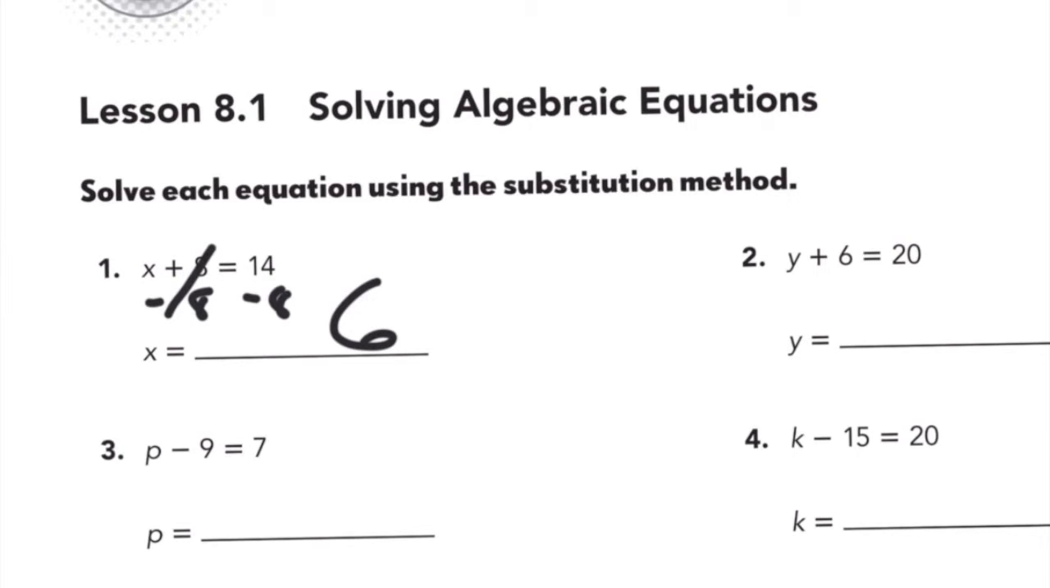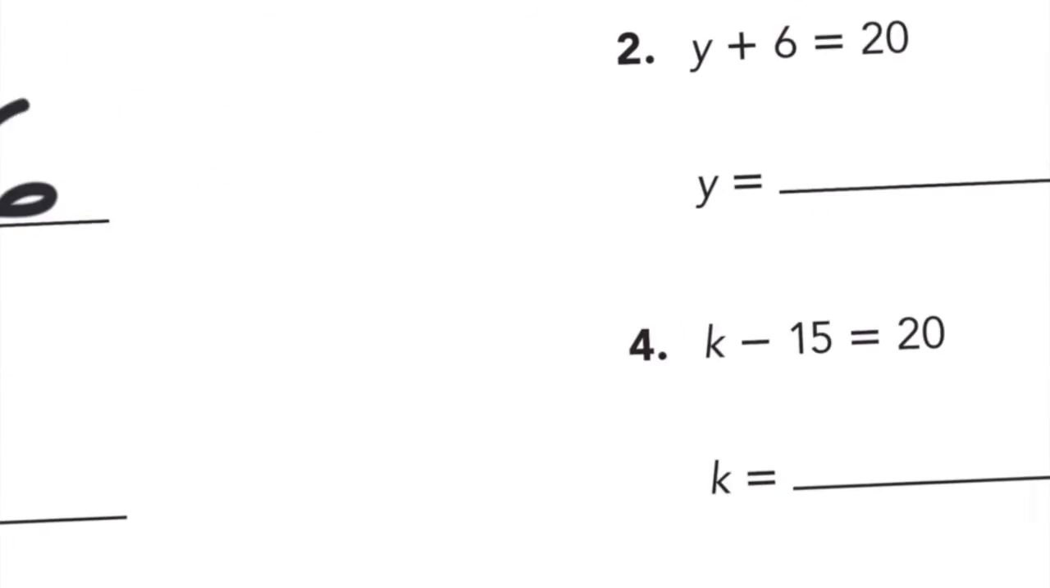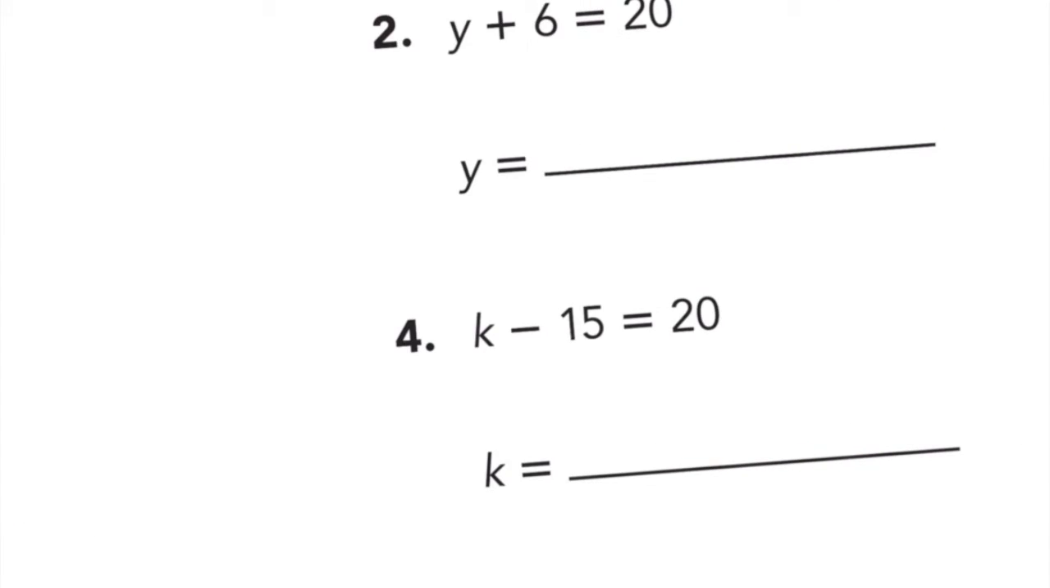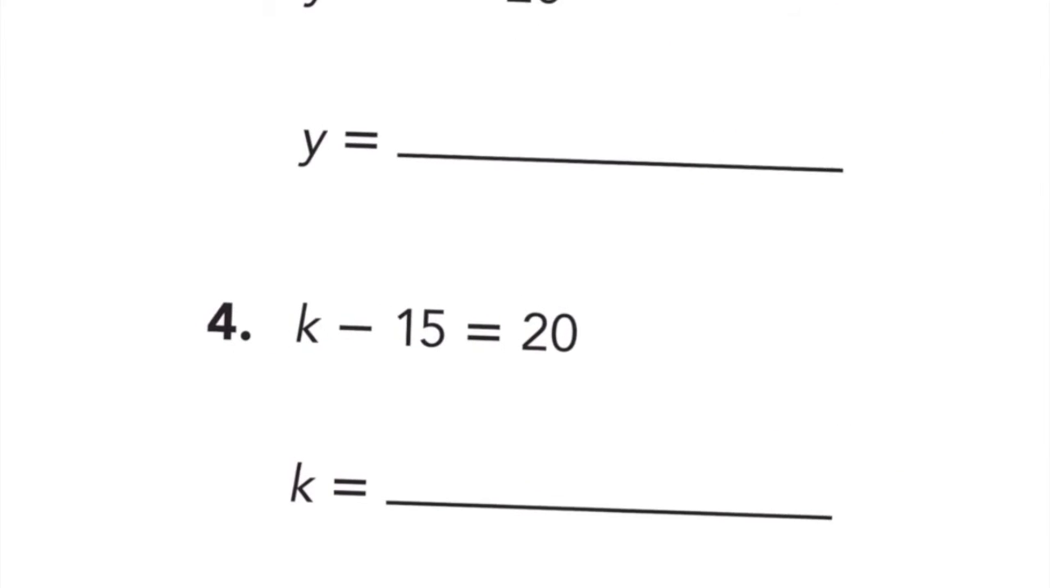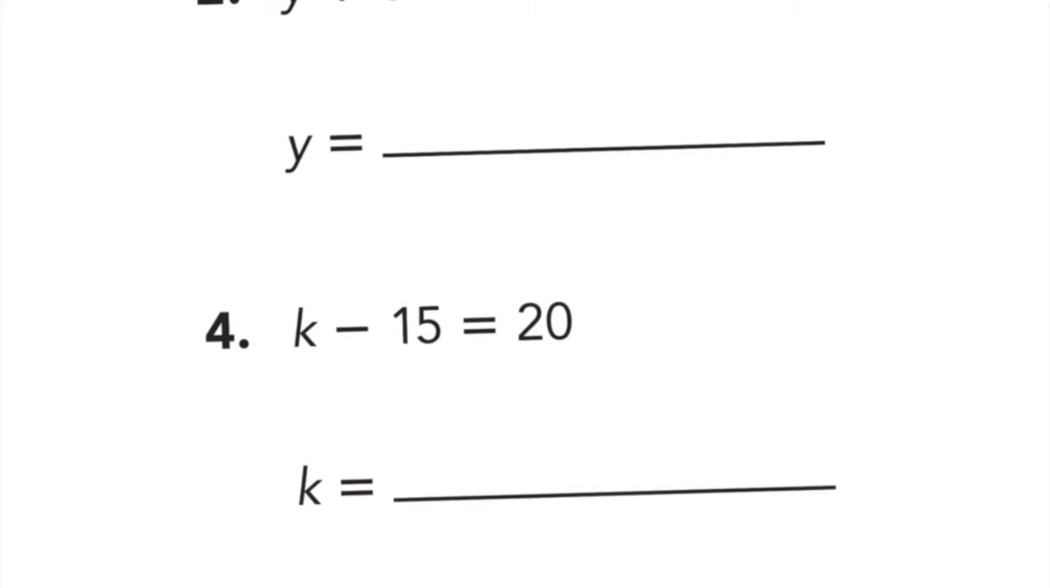Let me just make it a little bit bigger. Okay, so this one right here, we have k as a variable. We're minusing 15, so we want to add 15 to both sides. And when you do that, k will equal 15 and 20, which is 35.